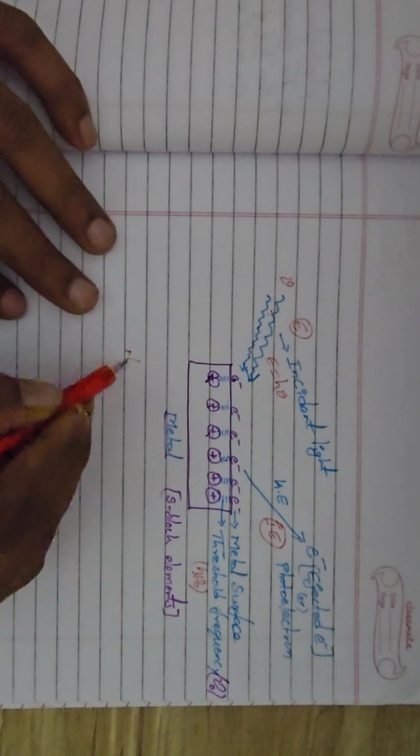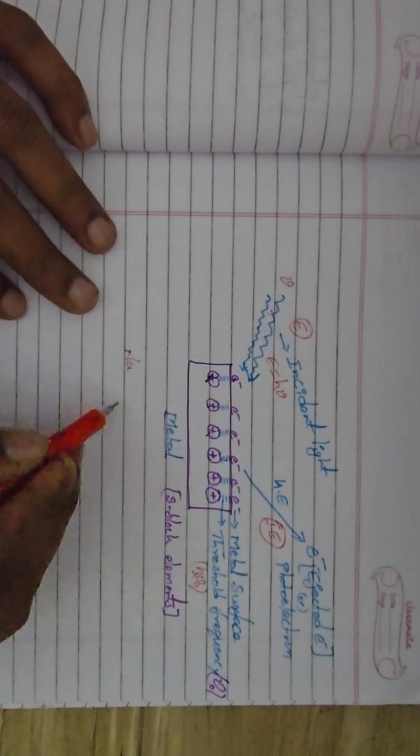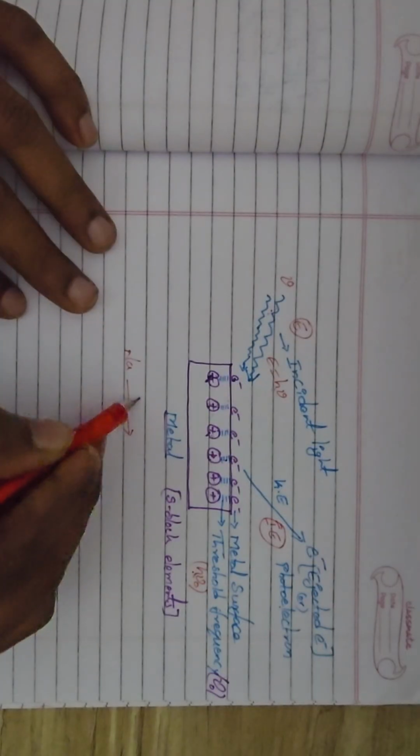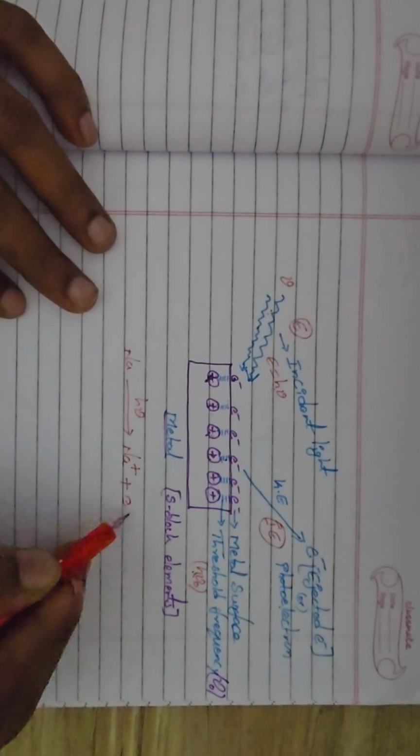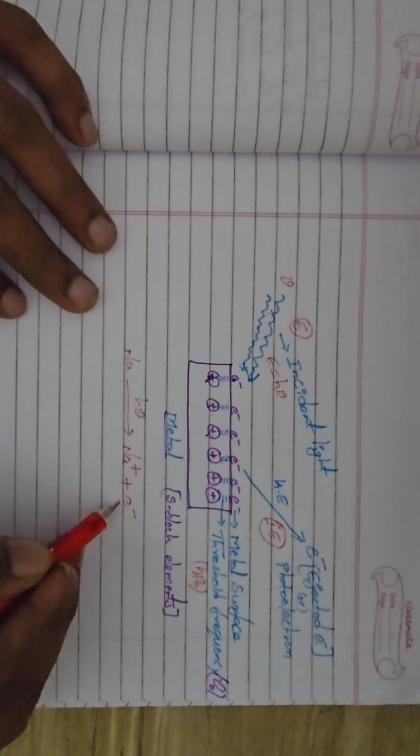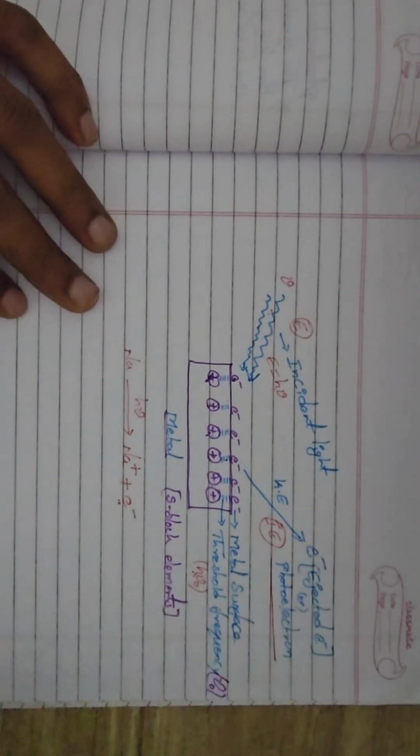Simple representation. For example, sodium metal is present. A certain frequency of light strikes the metal surface. That sodium is dissociated as Na plus and an electron. This electron is completely removed from the metal. That electron is called a photoelectron.